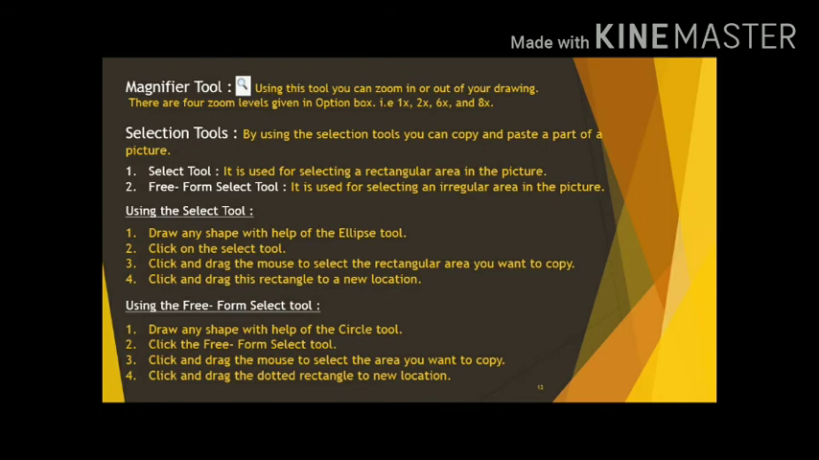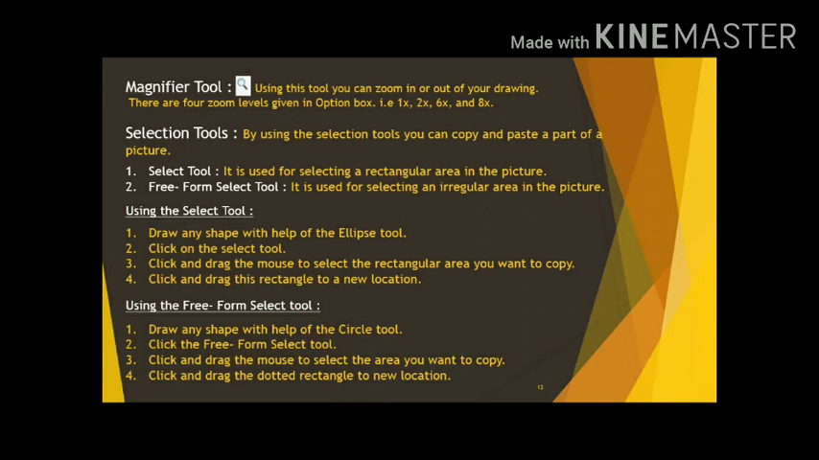Magnifier tool. Using this tool, you can zoom in or out of your drawing. There are 4 zoom levels given in the option box. They are 1x, 2x, 6x and 8x. Selection tool. By using the selection tool, you can copy and paste a part of the picture. First, the select tool is used for selecting a rectangular area in the picture.